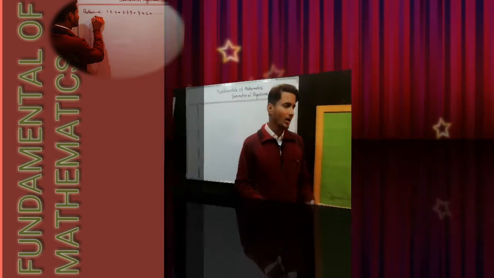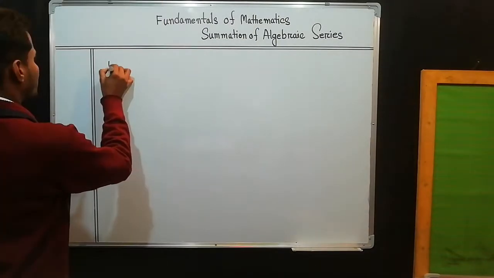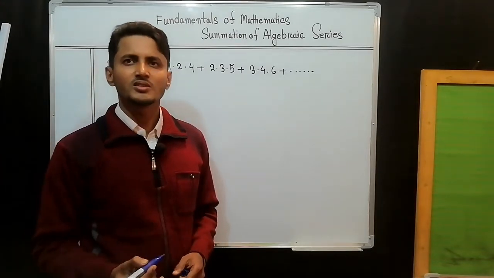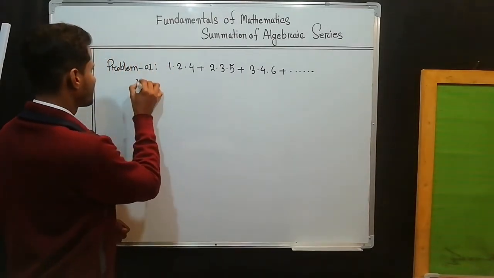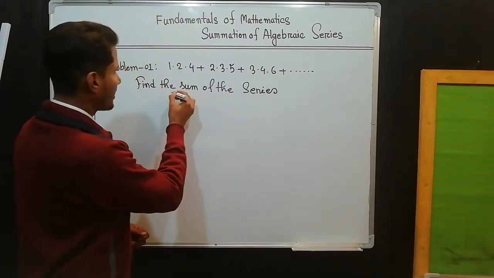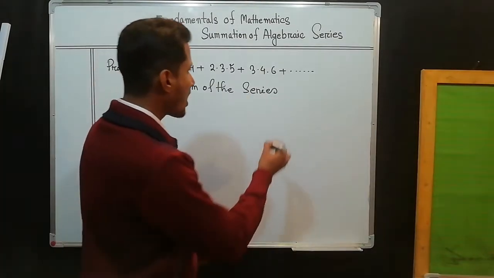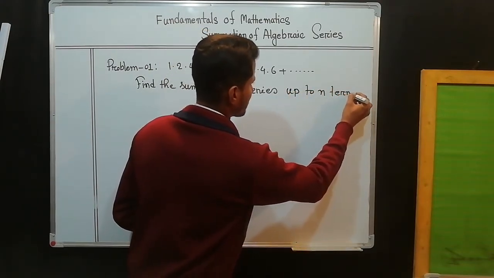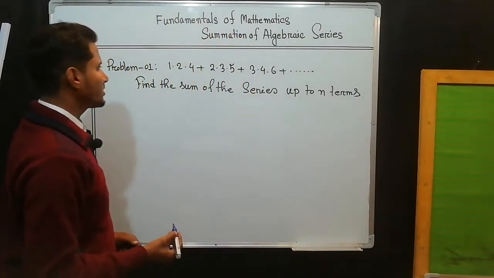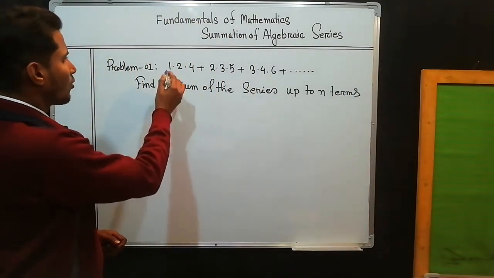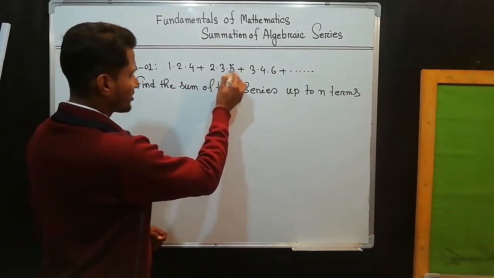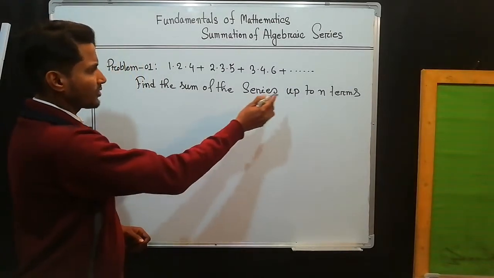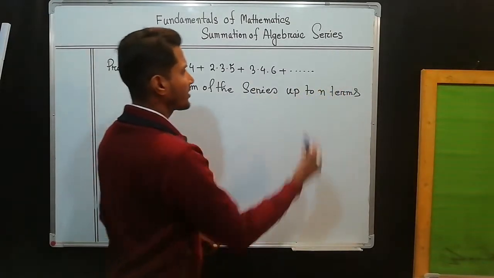Now we are starting. Problem 1: find the sum of the series 1·2·4 + 2·3·5 + 3·4·6 up to n terms. Now we discuss this problem: 1·2·4, 2·3·5, 3·4·6 up to n terms. Find the sum of the series up to n terms.